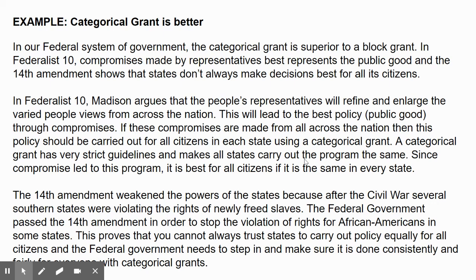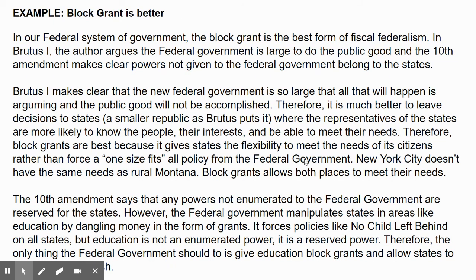Okay, now let me argue that the block grant is better. Okay, here we go. Block grant is better. In our federal system of government, the block grant is the best form of fiscal federalism. In Brutus 1, the author argues the federal government is too large to do the public good. Sorry, there should be a 2 in there. And the 10th Amendment makes clear powers not given to the federal government belong to the states. So I'm using Brutus to make the argument, and I'm also going to use the 10th Amendment to make my argument that block grants are better.